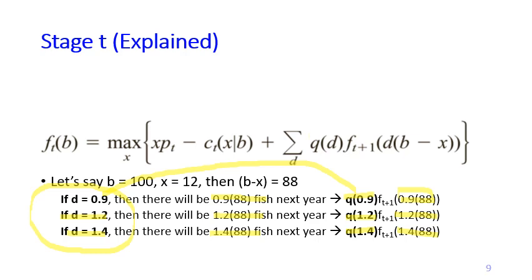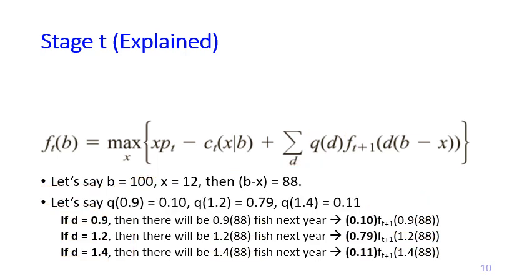Remember that QD is a function. It doesn't mean Q times D, but Q is a function of D. Okay, and then we need to do that again because if you read the sentence, it says if D equals this, then we will begin with that number of fish next year, and so on.